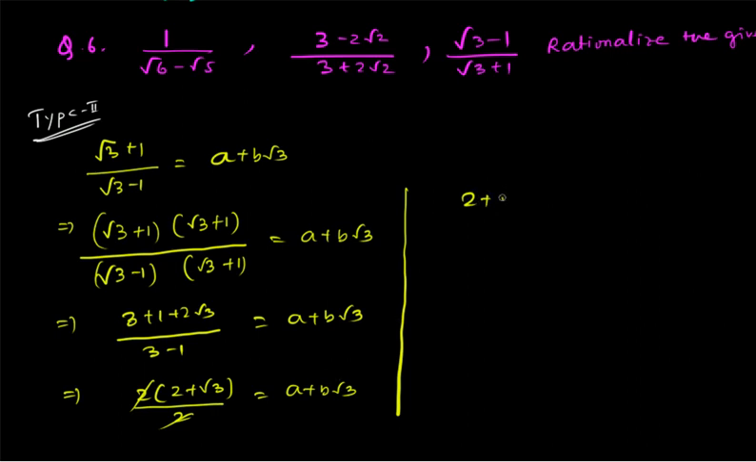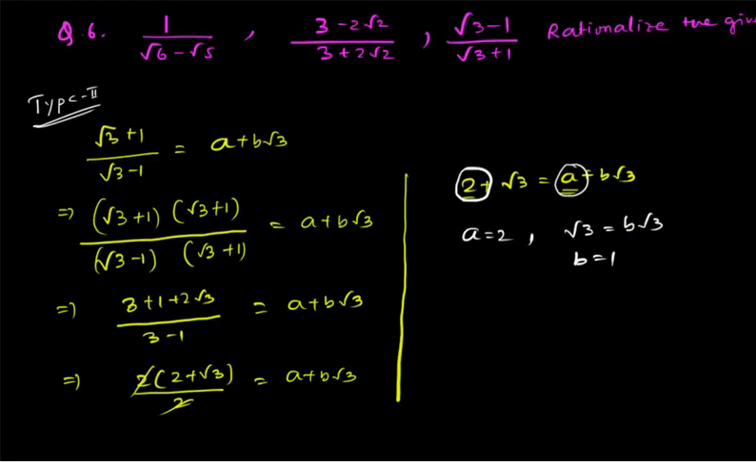Now we have to do what? We have to compare the left hand side and the right hand side, that is the rational part with the rational part, irrational part with the irrational part. So we get a equals 2 and root 3 equals b root 3. So obviously b is going to be 1, hence the values of the variables are a equals 2, b equals 1.